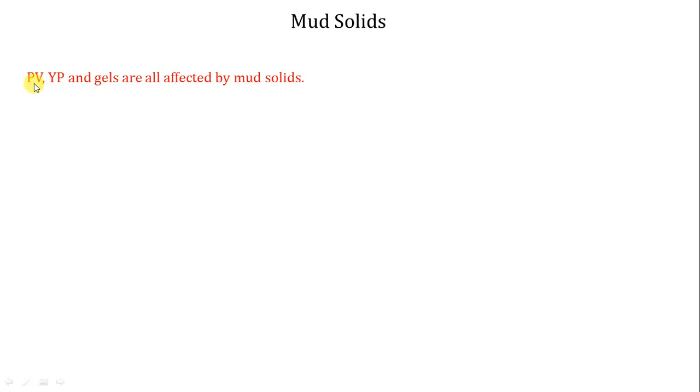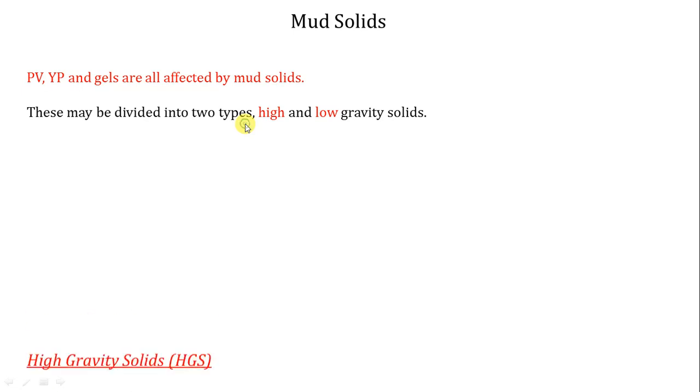The PV or plastic viscosity, the yield point, and gel strengths are all affected by mud solids, and we have talked about this before. This may be divided into two types. There is high gravity solids, which we can abbreviate as HGS, and the other one is called low gravity solids, which is LGS. So HGS and LGS are the main solids that we see in the mud.